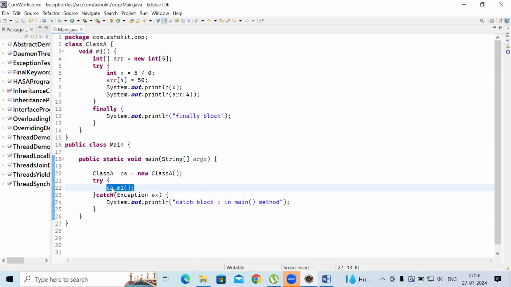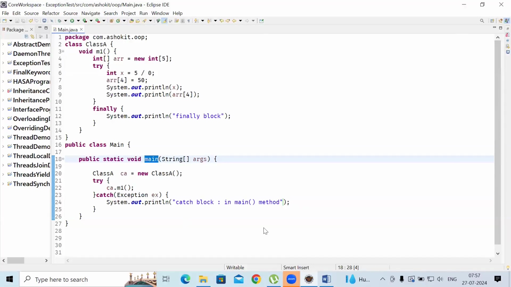Tell me, this calling point I'm keeping in what blocks? Try and catch. Why? Because I want to handle the exceptions thrown from M1. If any exception is propagated or thrown from M1, I want to handle that exception. That's why I'm keeping this in try and catch. Now in this case, this caller method is handling the exception of M1? Yes.